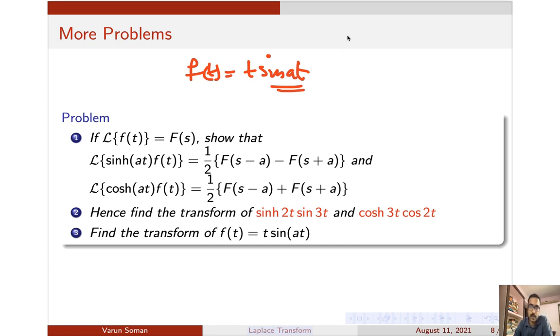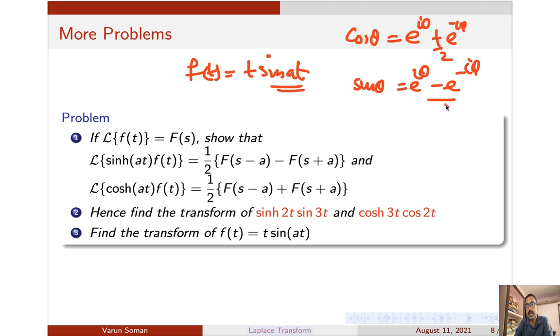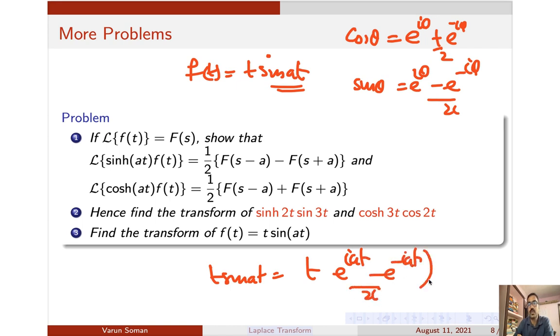Okay, if you remember the thing I told you when you were trying to find the transform of cos theta or sin theta: cos theta is e raised to i theta plus e raised to minus i theta by 2, and sin theta is e raised to i theta minus e raised to minus i theta by 2i. If you remember that, you can use that approach here because you can use the shifting theorem. So t sin at can be written as t into e raised to iat minus e raised to minus iat by 2i. Here i is a constant, so it will simply be 1 by 2i into t e raised to iat minus t e raised to minus iat.